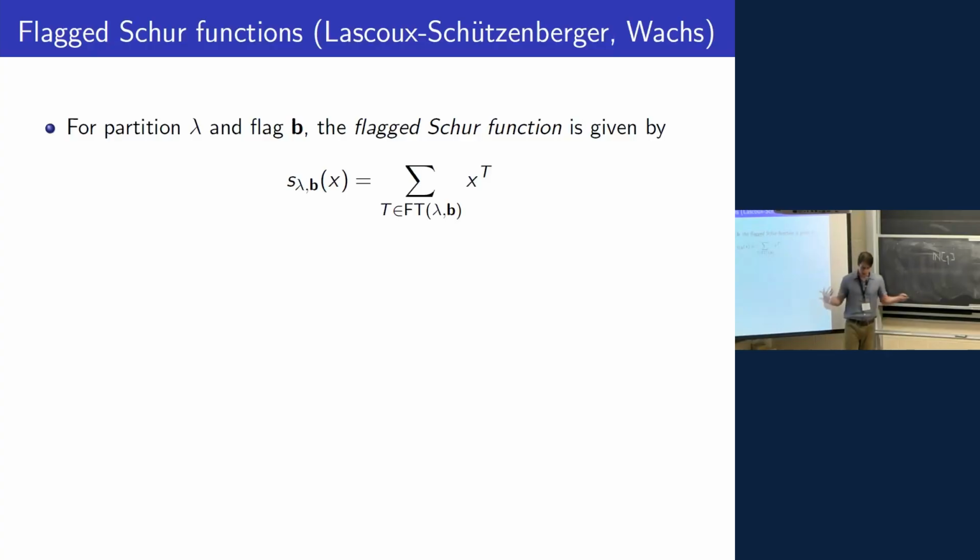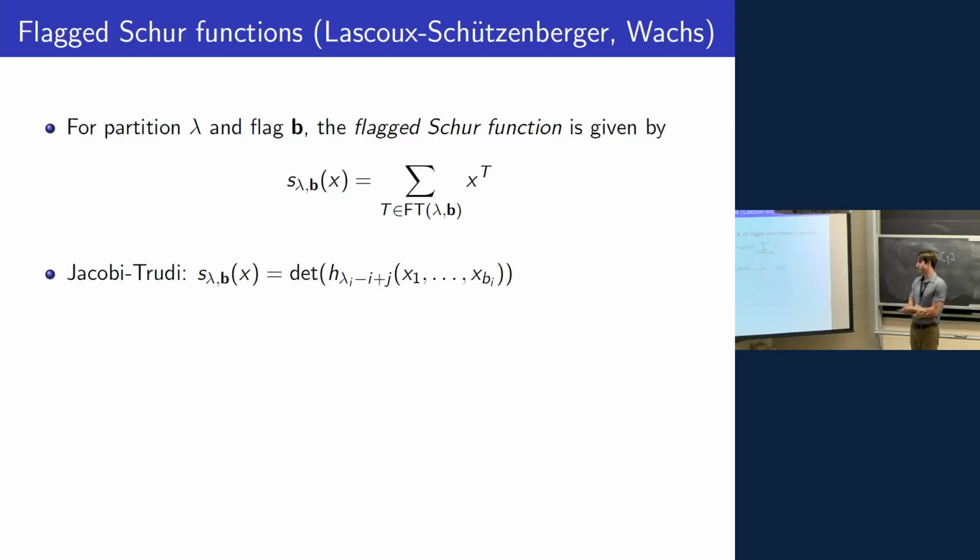And then you can play the same game. You can associate a polynomial by having each tableau give you a monomial, and you add them all up. And you get a nice thing called a flag Schur function, or flag Schur polynomial. These first appear in Lascoux and Berger's paper on Schubert polynomials. At the very end, they just mention they exist. And then Michelle Wachs took a lot of that and developed the more combinatorial theory associated with them.